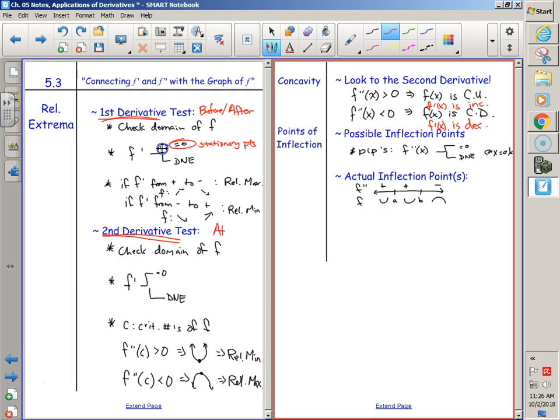PIPs. But PIPs, what's the very first P for? Possible. How do you find actual? And they rarely ever say actual. How do you find inflection points? Change in sign of the second derivative. Or change in behavior of the first derivative. Ooh, that's good. I like that. Especially thinking of graphs.